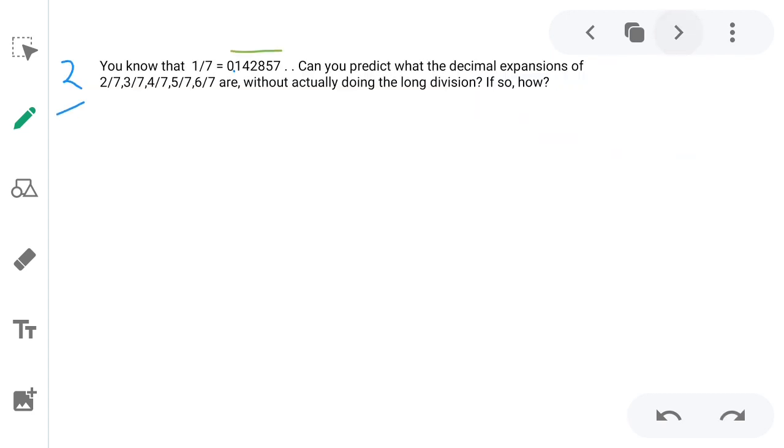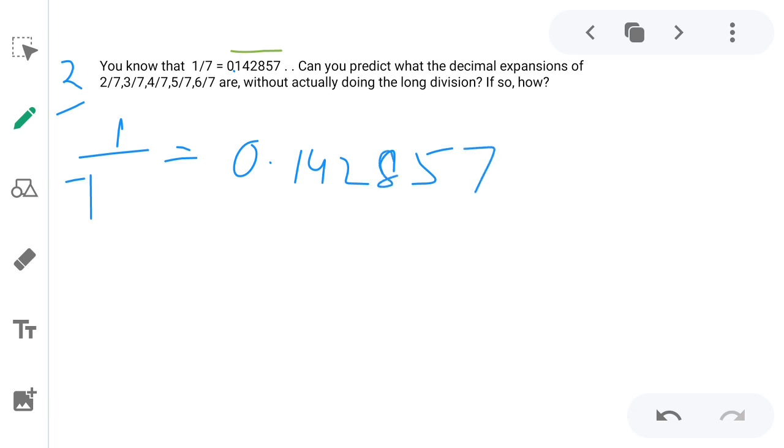Moving to the next slide, see what is written. You know that 1 upon 7 is this much. In this question the value of 1 upon 7 is given, that is 0.142857 with a bar over it, meaning this complete set will be repeated. That means this is a non-terminating recurring decimal expansion. So what is the question asking further? Can you predict the decimal expansion of 2 upon 7?